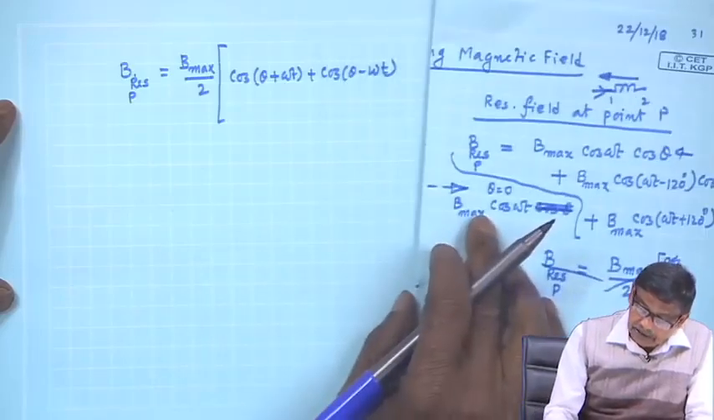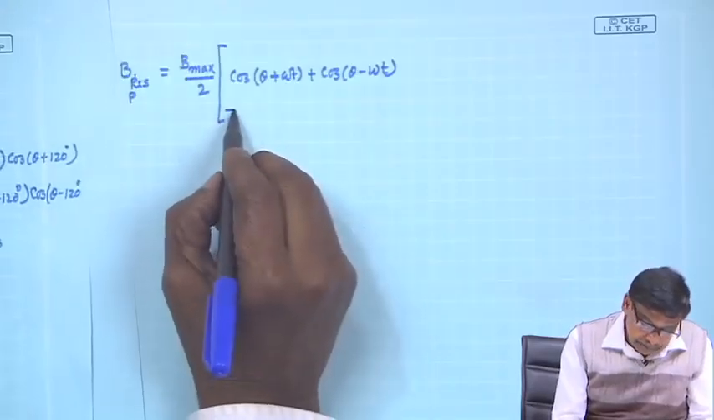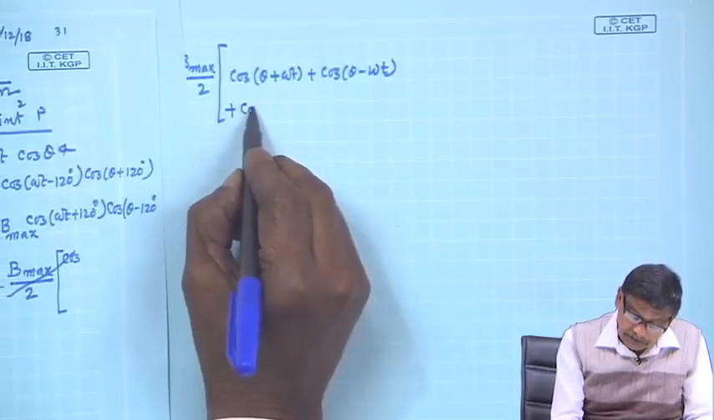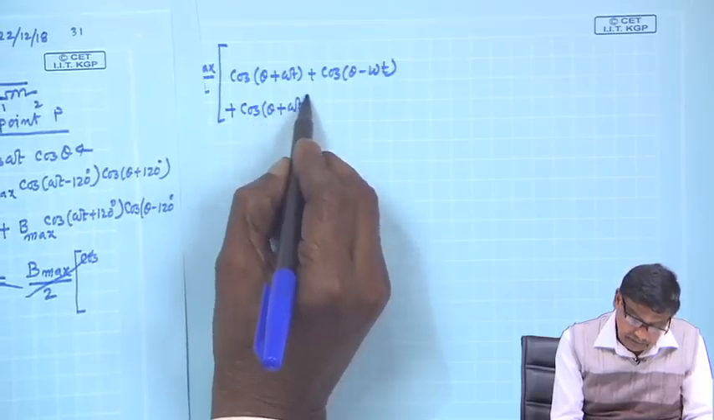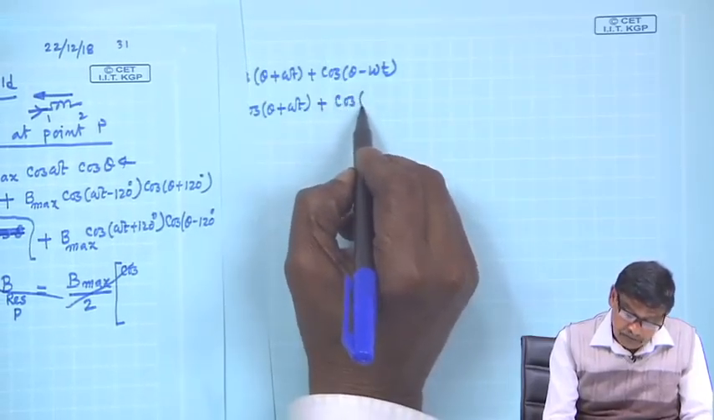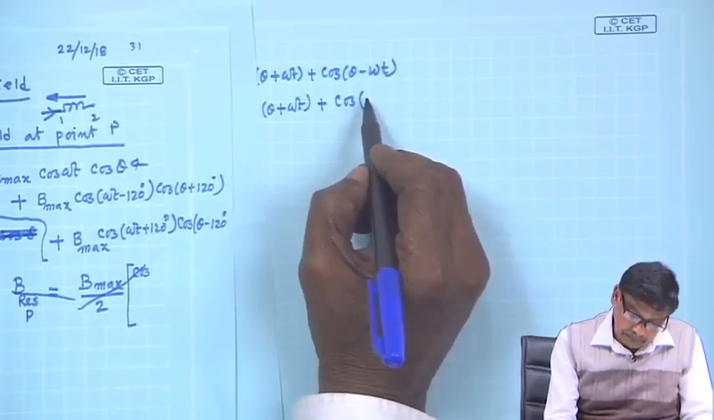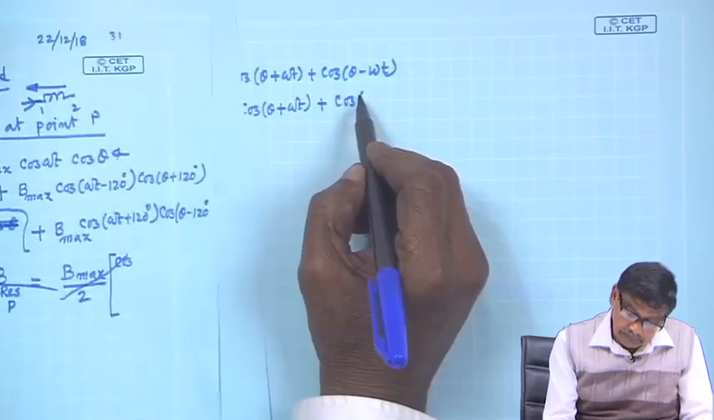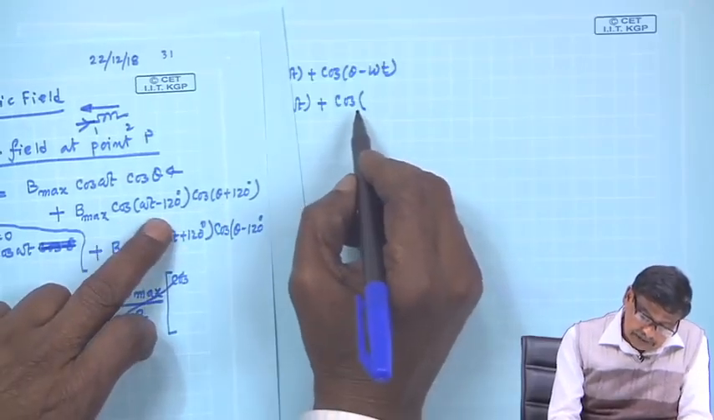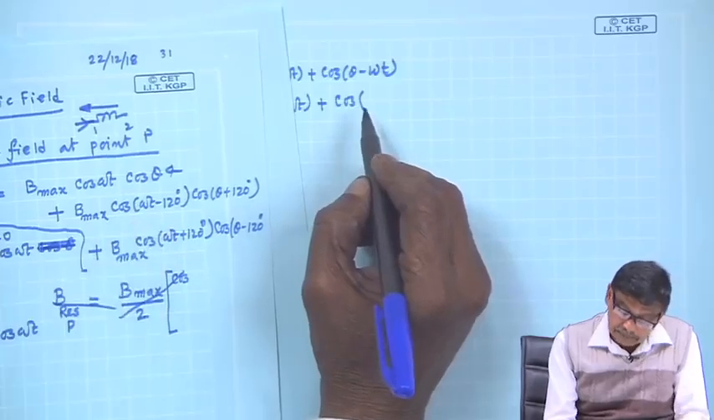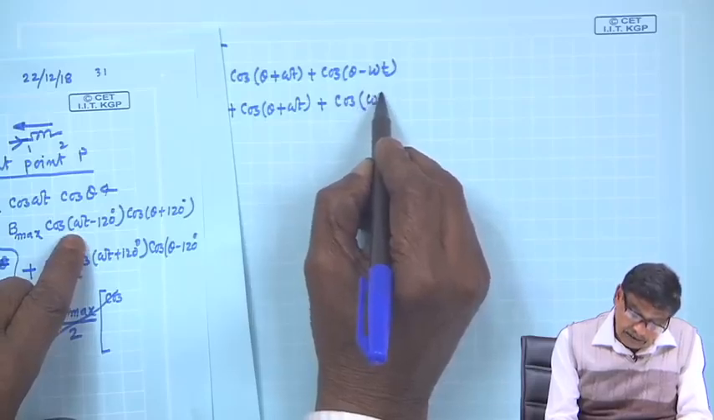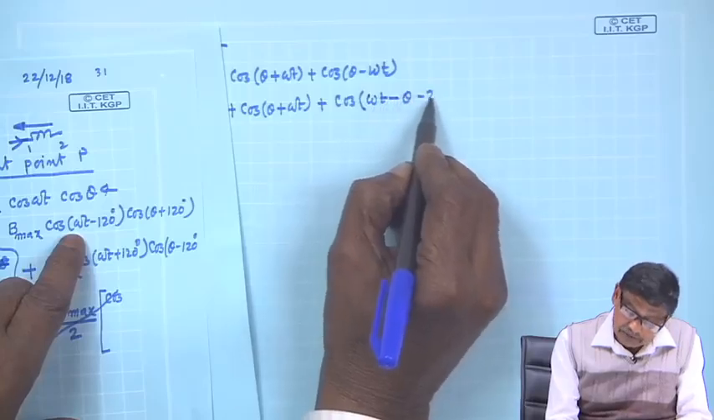Similarly, the second term will give you plus cos A plus B. So, this will once again give you cosine theta plus omega t, the 120 cancels out when you add, plus cosine of A minus B. So, that will be cosine of theta minus omega t, cosine of omega t minus theta minus 240 degrees.